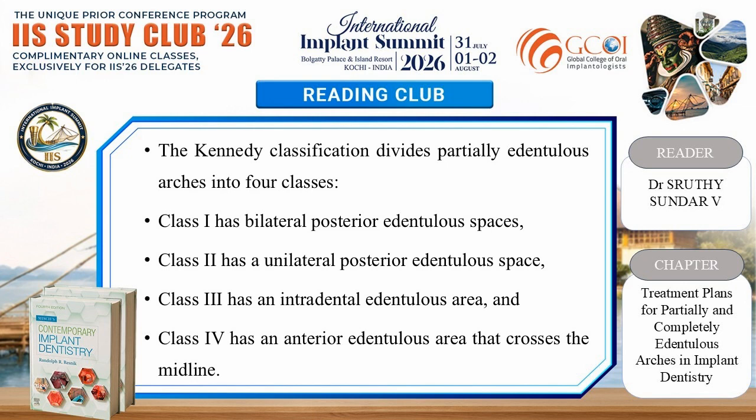The Kennedy classification divides partially edentulous arches into 4 classes. Class 1 has bilateral posterior edentulous spaces. Class 2 has a unilateral posterior edentulous space. Class 3 has an intradental edentulous area. And Class 4 has an anterior edentulous area that crosses the midline.